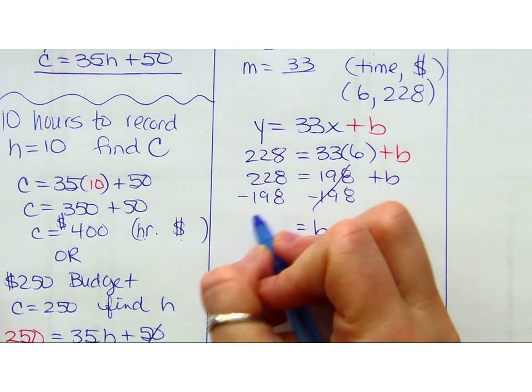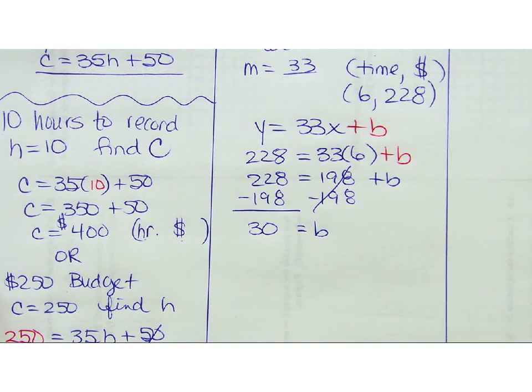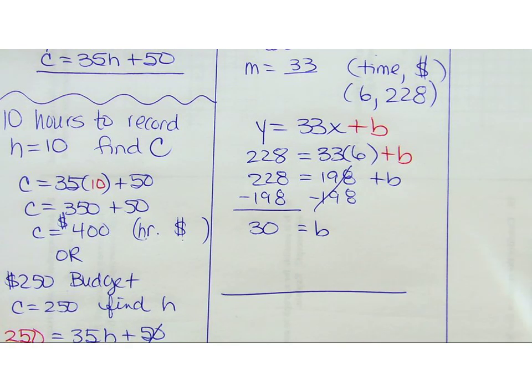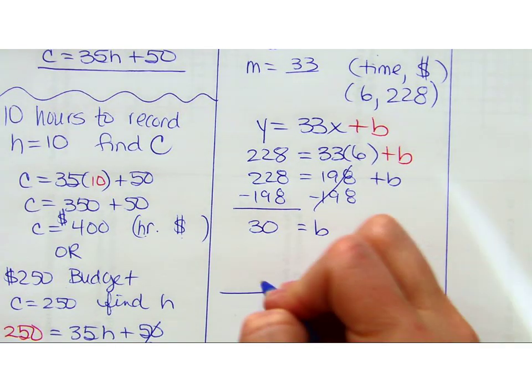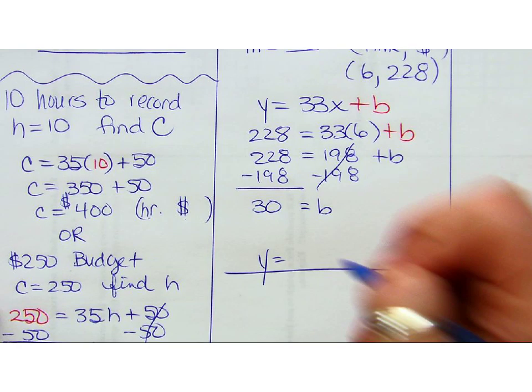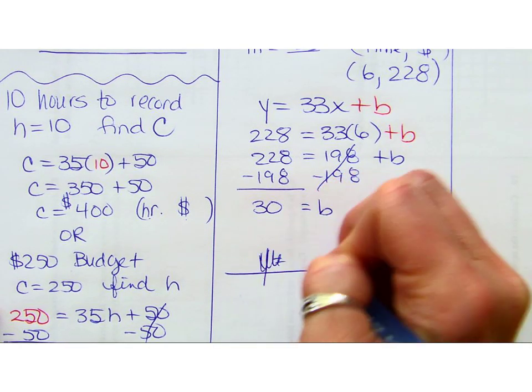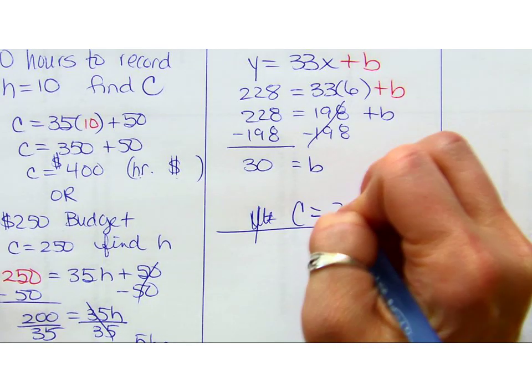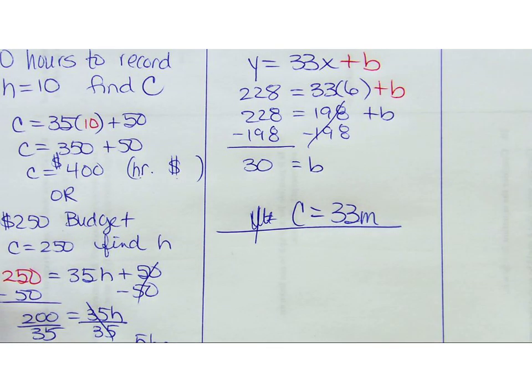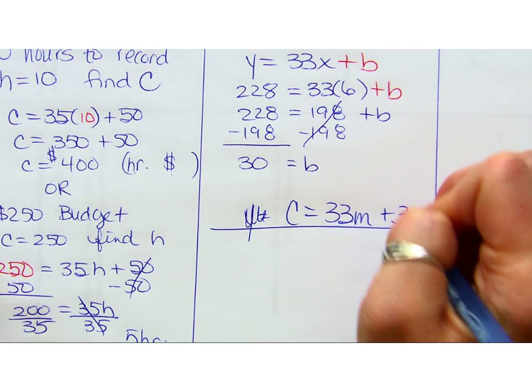So this is going to give you 30. How much does it cost per month? 33. How much did it cost me just to join? 30. Finished product? What is it? Y equals. Or you could do C equals. Let's do C equals. Your cost is $33 a month plus a $30 join fee.